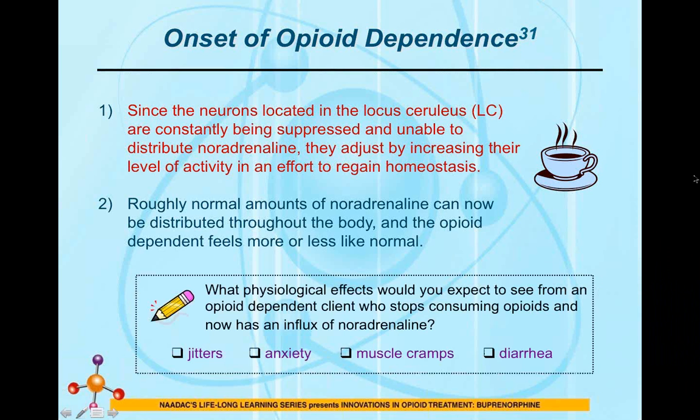So let's do another little polling question here. What physiological effects would you expect to see from an opioid-dependent client who stops consuming opioids and now has an influx of noradrenaline? Put a different way, if there was an individual who has been consistently using opioids and the brain has adapted to having more noradrenaline, and then they stop using opioids, what do you think is going to happen when they have an influx of noradrenaline? Give you just a few more seconds on that.